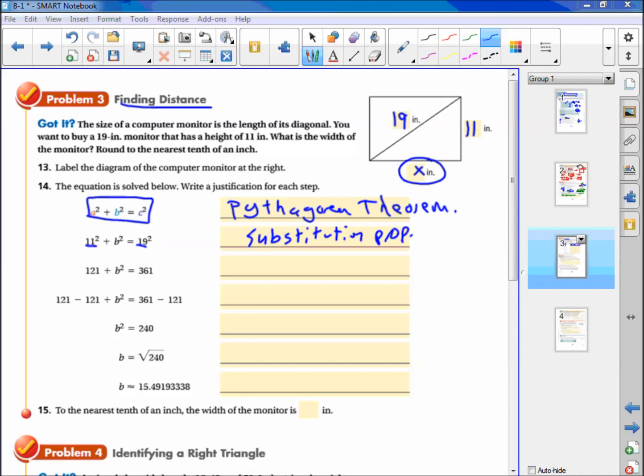Okay. All right, so we simplified 11 squared and 19 squared. So that's just squaring something, so that's simplify. All right, and then we're going to subtract 121 from both sides. So that's the subtraction property of equality. All right. So then we end up with b squared equals 240. So that's after simplifying both sides. So doing this subtraction and this subtraction. And then we get b is equal to the square root of 240. So this is take the positive square root.